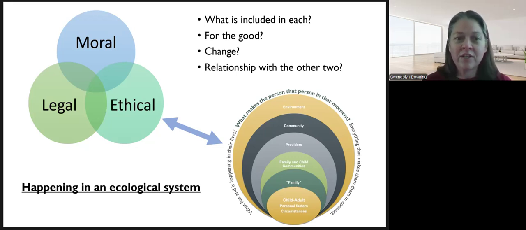Are they changing, not changing? Is something blocking change? What is their relationship with the other two? Right? All of that is in that ecological context. And then we also want to think of any possible impacts of what's happening with them in that context.